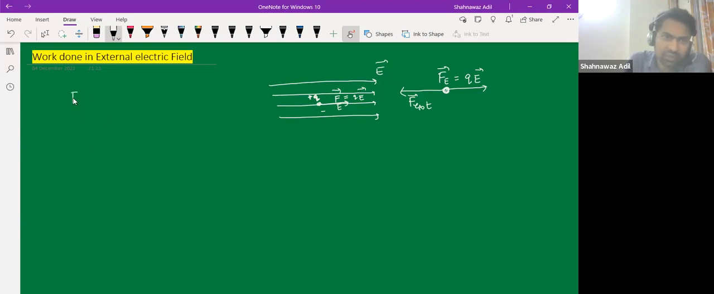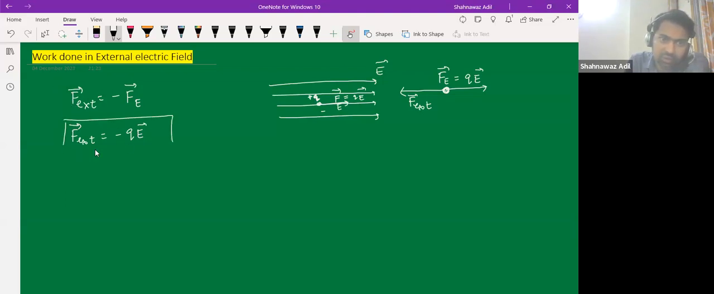And this F external would be how much? That would be minus of the electric force, right? We know that this is QE, so that would be minus QE. Clear?